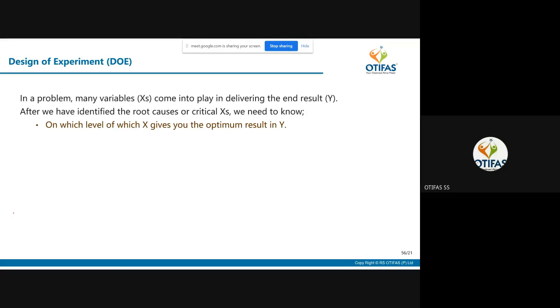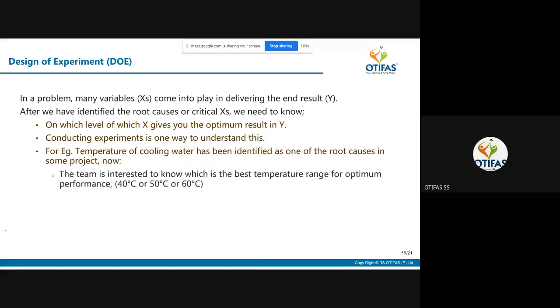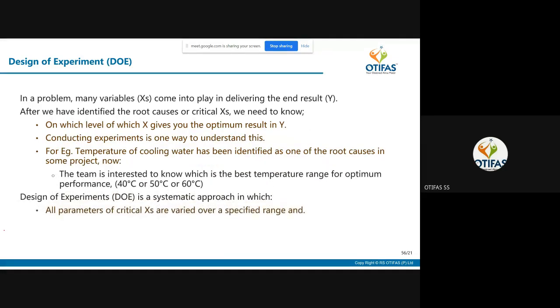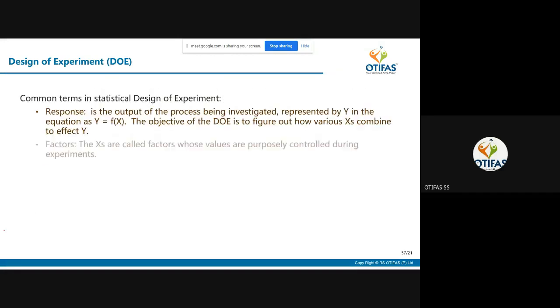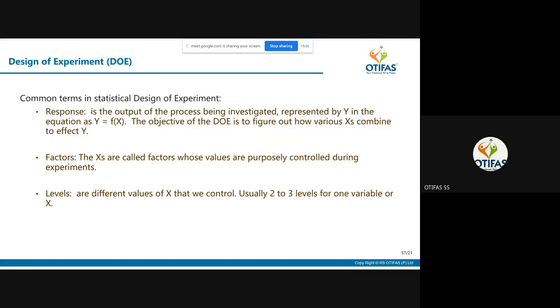Design of experiment means we are deliberately changing the levels of factors and then testing. There are certain terminologies for design of experiment. Let's understand them. Response means the output of the process being investigated, represented by Y. In this windmill project, the output of the generator is the response. The target is 2 kW. 2000 watt means 2 kilowatt. So this is the desired output.